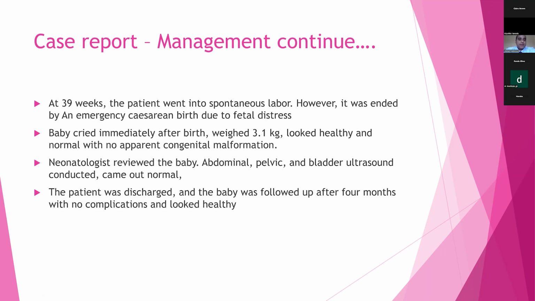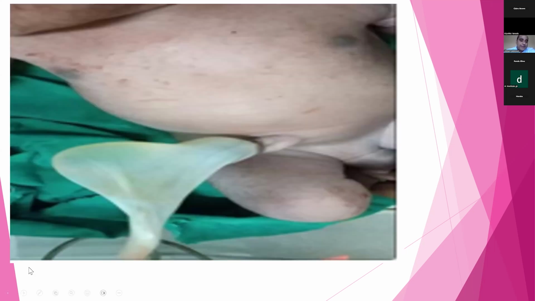At 39 weeks, the patient went into spontaneous labor. However, it ended in an emergency cesarean birth due to fetal distress. The baby cried immediately after birth, weighed 3.1 kilograms, and looked healthy with no apparent congenital malformation. The neonatologists were there at the time of the birth, reviewed the baby, and requested abdominal, pelvic, and bladder ultrasound, and all came back normal. The patient was discharged from the hospital, and the baby was followed up after 4 months with no complications and looked healthy. So this is the photo of the cyst here.